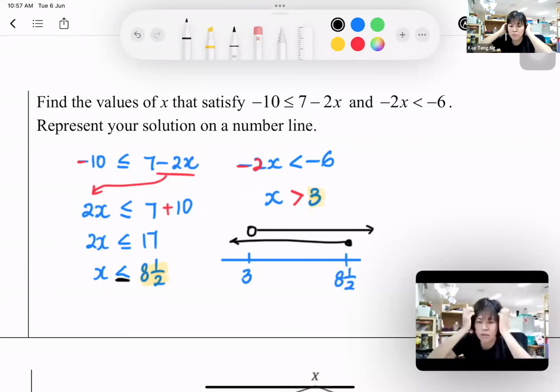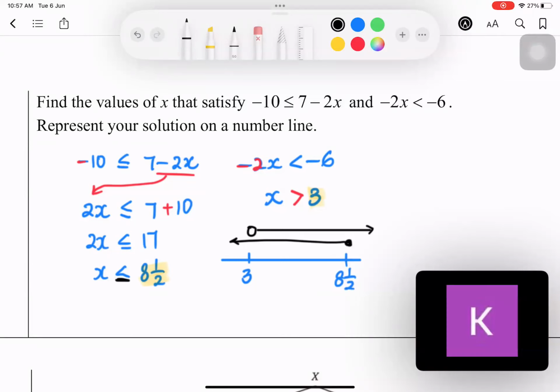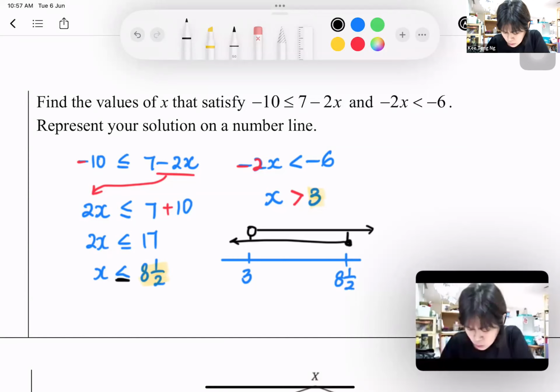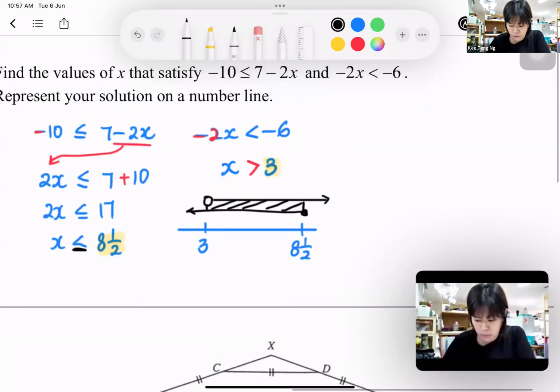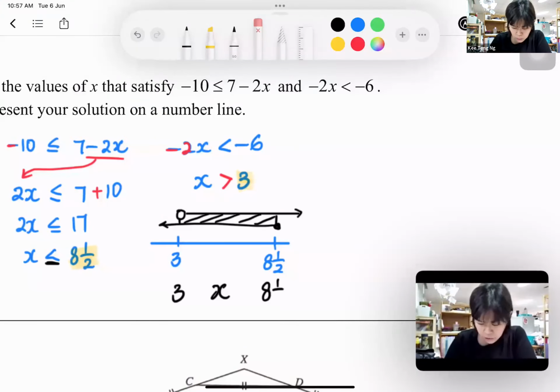That is in between which region? The middle. In the middle, right? So you can see this is the middle region. So that means the values of x. Now I'm going on to the solution already. How to read the solution from here? It means my x is between the number 3 and 8.5, right?